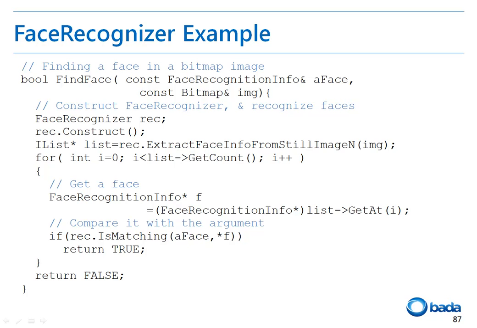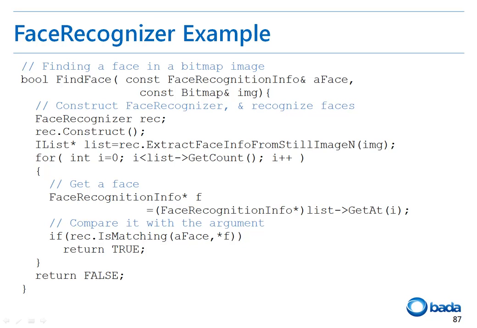To use the face recognizer, I've created and constructed the face recognizer class. Then, I sent the image to the recognizer by calling the extract face info from still image function. Then the list of faces in the image will be returned. The list consists of data in the face recognition info structure.